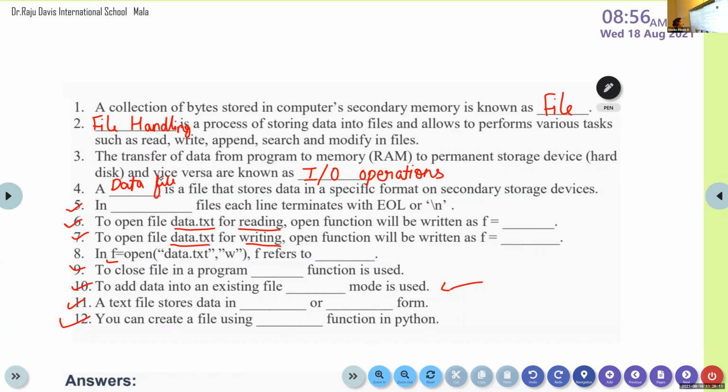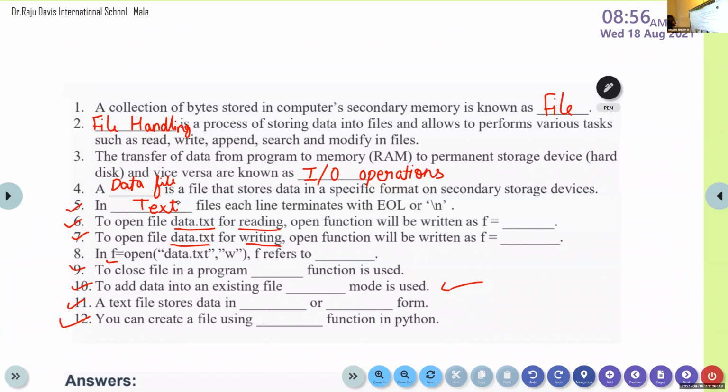Next one. In which dash files each line terminates with EOL. What is the answer? There are two types of file. Which are they? Binary and? Text. So, what is the answer here? Text. Text file. In text files, each line terminates with end of line.